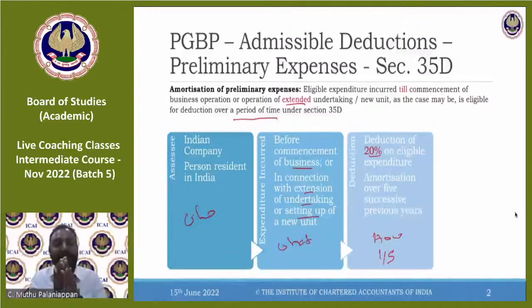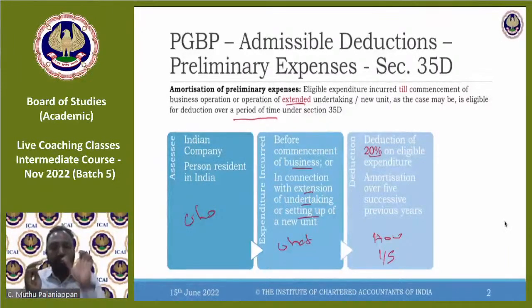Because these are all interlinked, and as rightly pointed out by Ayush also, additional depreciation comes out with the percentage 20%. So when you're talking about the term 20%, you can remember 35D, you can remember preliminary expenses, you can remember additional depreciation. See how many things are linked to 20%. So this is how you remember income tax.